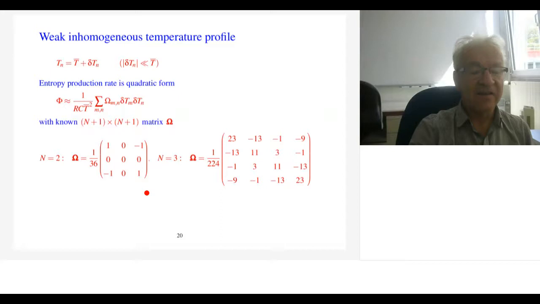Now, the same simplification occurs if the temperature inhomogeneities are small. The entropy production rate is again quadratic in these variables. This quadratic form is defined by a matrix, which I now denote by capital omega. It's again known in the previous sense. We can express it in terms of discrete Fourier sums. And so here is the result for two loops. Again, you have an explicit zero mode here. And starting at three loops, you already have here the generic pattern. The signs are a bit different from the previous case. But okay, these are details.